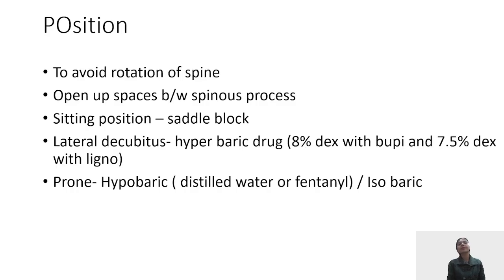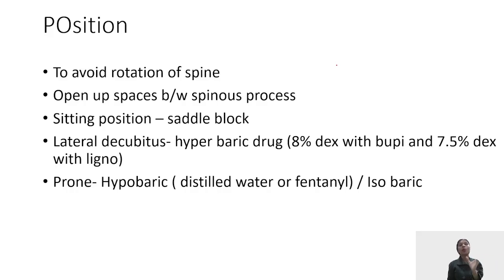So now comes the position. When we talk about spinal anesthesia, the success of spinal anesthesia is dependent upon how you position the patient. Now, three positions can be used. Why are these positions used? These positions are basically used to have the best possible interspinous spaces, such that they open and we are able to deposit the drug into the CSF.